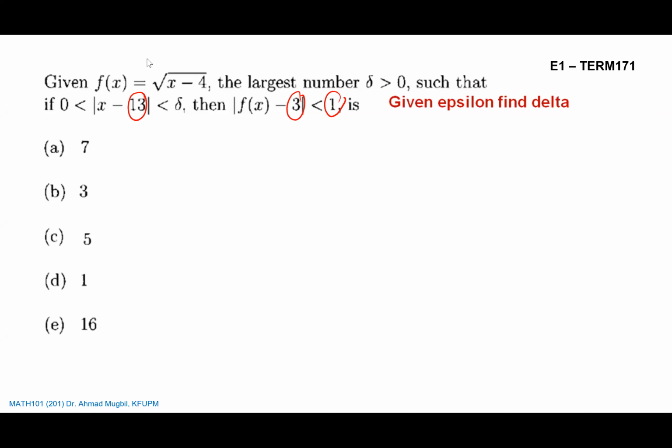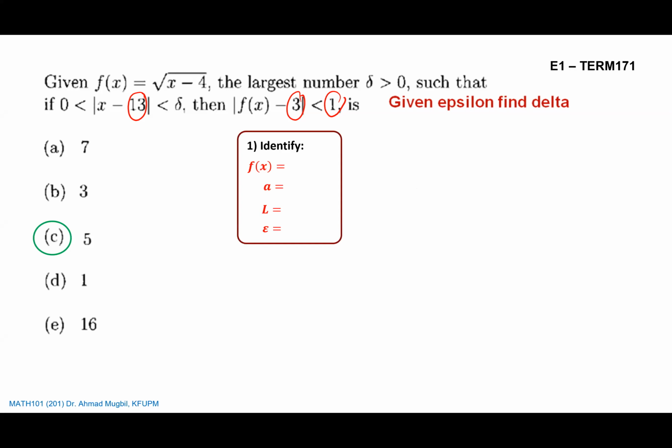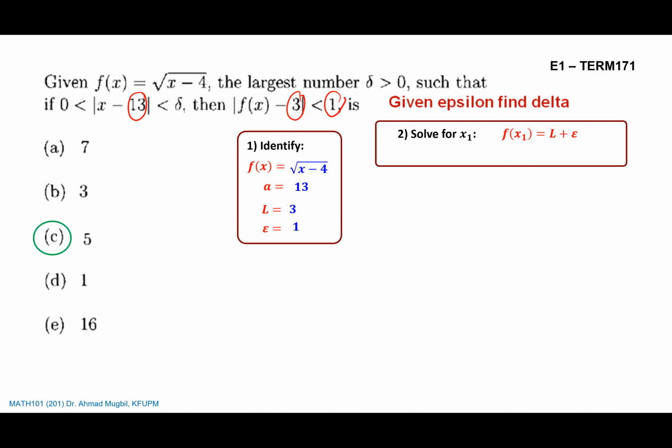The solution is given here for you with details. This is the final answer, and the solution is here. What you need to do is find what is F, what is A, what is L, what is epsilon. After that, no need to use the graph here. You need to find the largest delta.